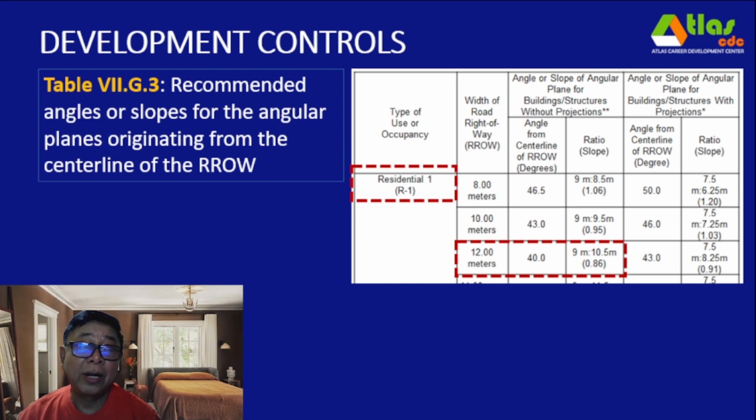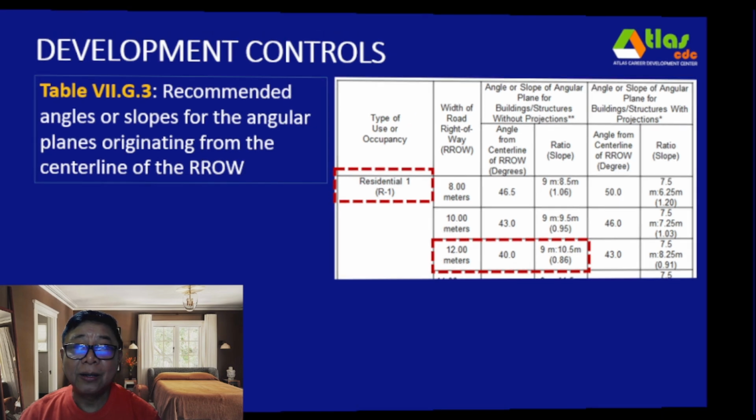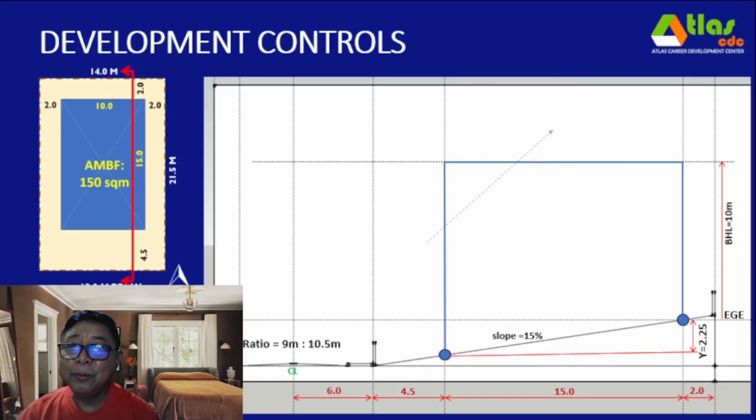10.5 meters. The 9 meters here represents the rise, or the y, and the 10.5 meters represents the x, or the run. So if you divide 9 by 10.5, it will give you a slope of 0.86, or in percentage that will be equivalent to 86%. So let us draw that angle or ratio of 9 meters is to 10.5.